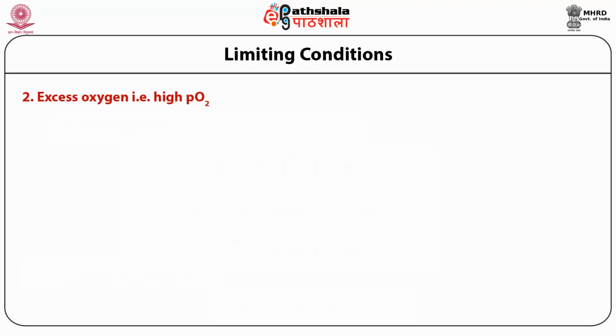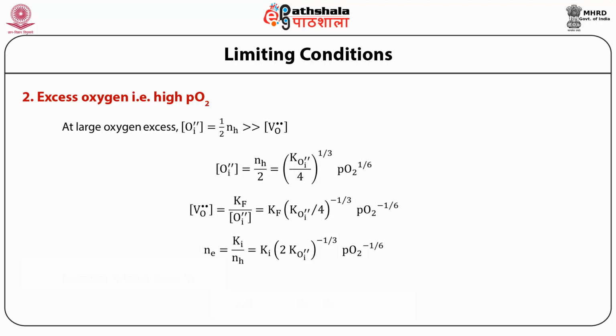Now the second case is excess of oxygen, that is high partial pressure of oxygen. So at large oxygen excess, we can assume that the concentration of OI double prime is equal to half of NH, which is much greater than the concentration of VO double dot. So in such situations, we get that the concentration of OI double prime is equal to NH by 2, which is equal to K of OI double prime by 4 to power 1 by 3 PO2 to power 1 by 6.